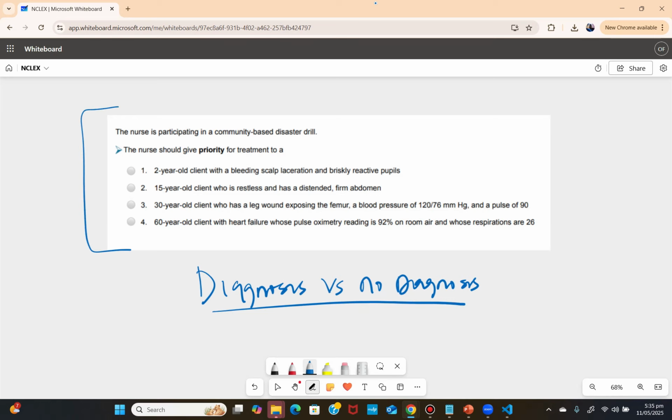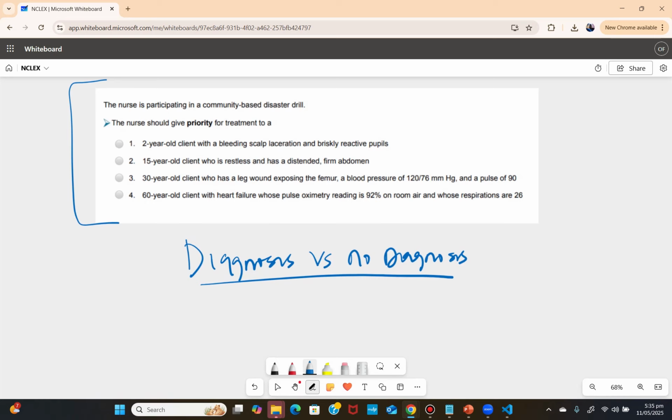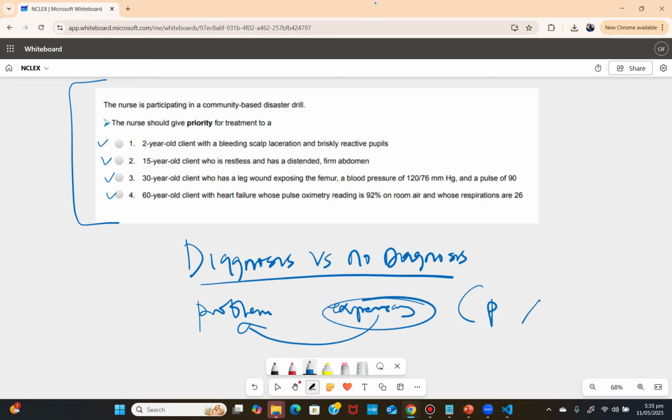Now, on the NCLEX exam, it's expected for your prioritization options, the list of clients, client one, client two, client three, client four, for each option to have the problem and what the patient is experiencing. So our suspect is always the problem that is causing what the patient is experiencing, also known as problem and symptom.